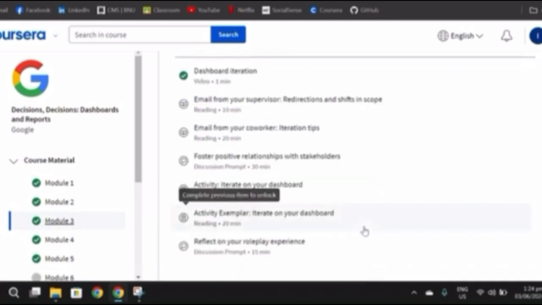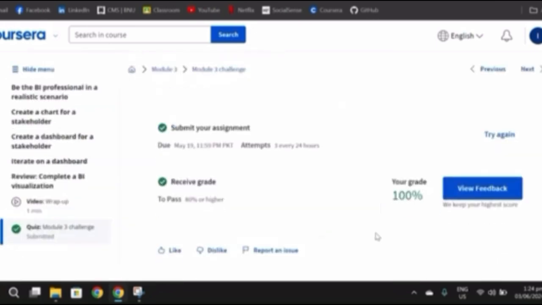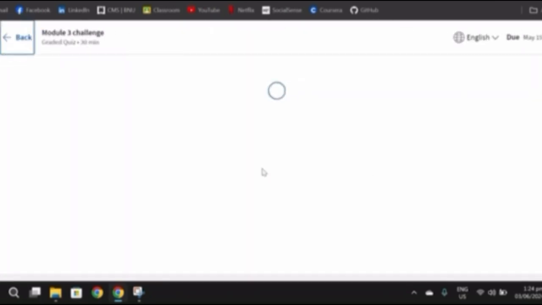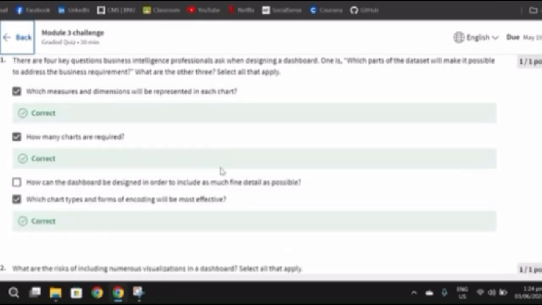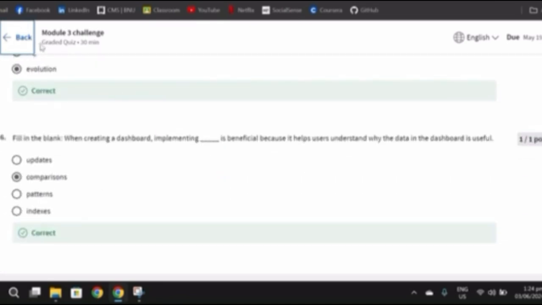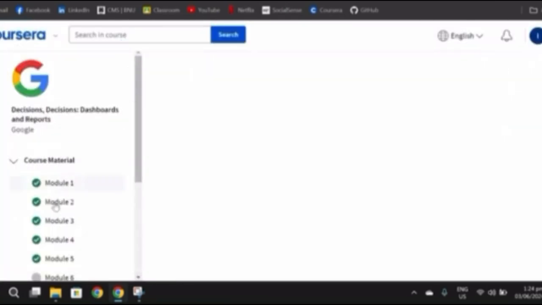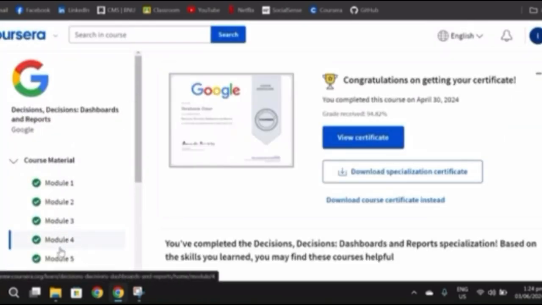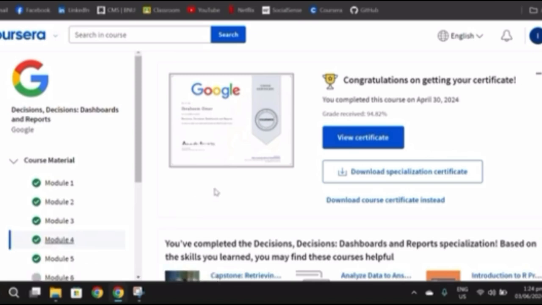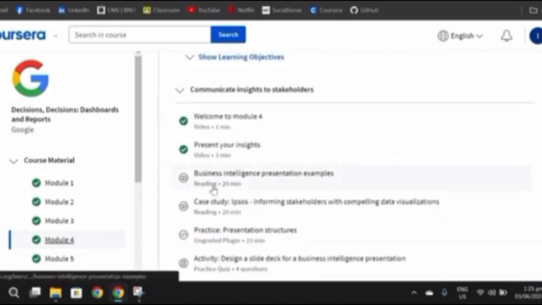Ultimately, our goal is to demonstrate insights and impact, effectively communicating key findings to drive informed decision making and business success. And we had a quiz for this module in which I scored 100%, and here's my solution. Now moving towards the fourth module of the course.